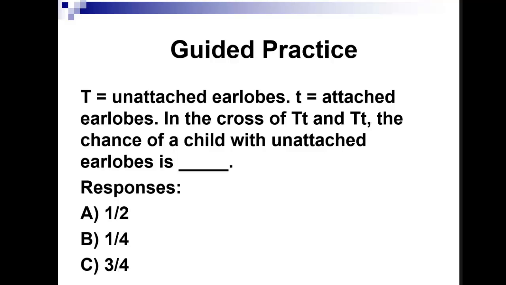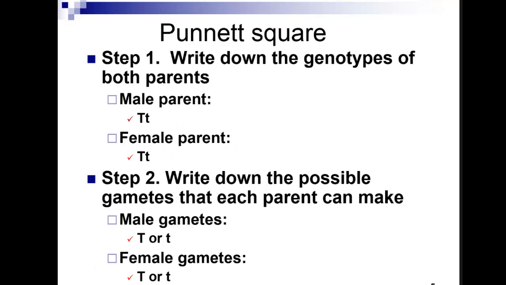Okay, now that you've had a chance to answer the question, let's look at the steps for solving this problem. Step 1, write down the genotypes of both parents. In the question, they told you that they were both heterozygous, so that would be written as a capital T and a lowercase t for both parents. Step 2, write down the possible gametes that each parent can make. Since both are heterozygotes, each parent can produce either the dominant or recessive allele.